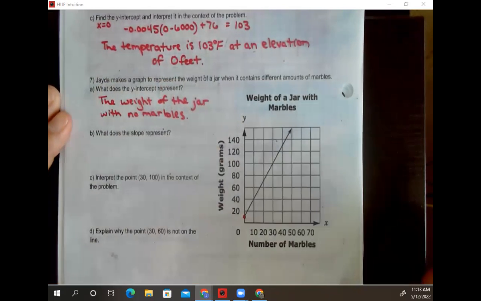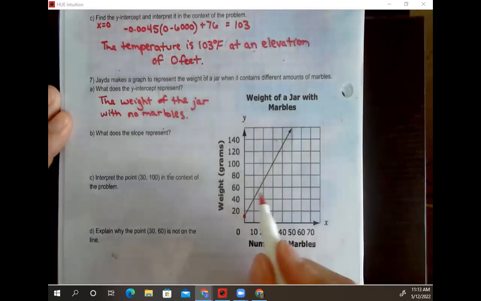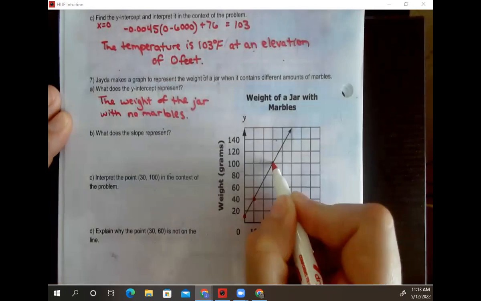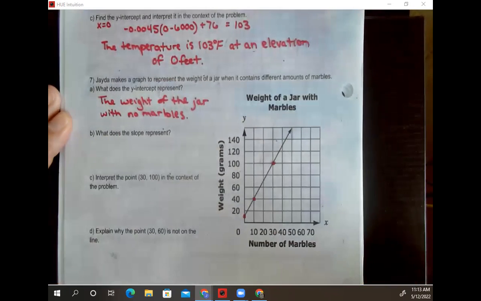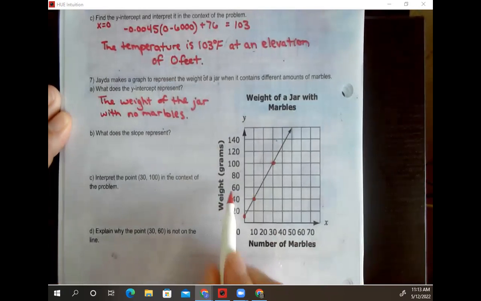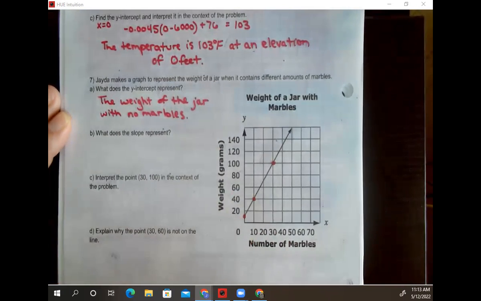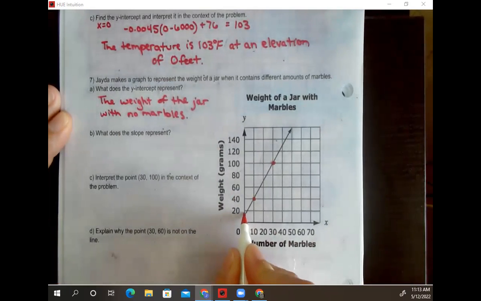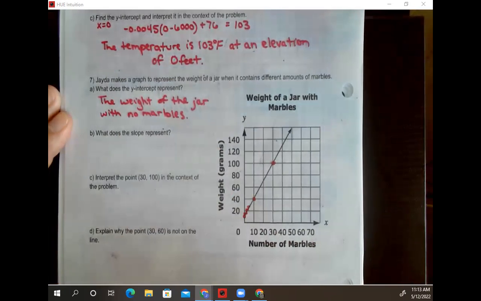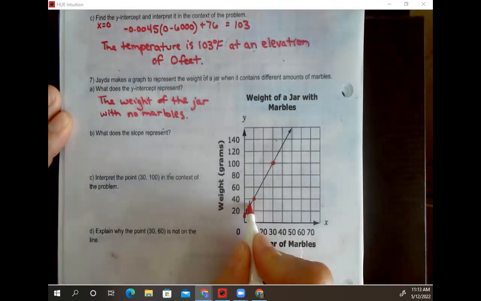Part B wants to know, what does our slope represent? And again, it doesn't actually ask us to find the slope. If it did, I could find two nice points and count between them. But it just wants to know, what does that represent? So the weight I can see is going up as my number of marbles is going up. So my slope would be how much that weight changes every time I add a marble. So what do you think that number means? If the weight is changing every time I add a marble, what does this vertical change mean?